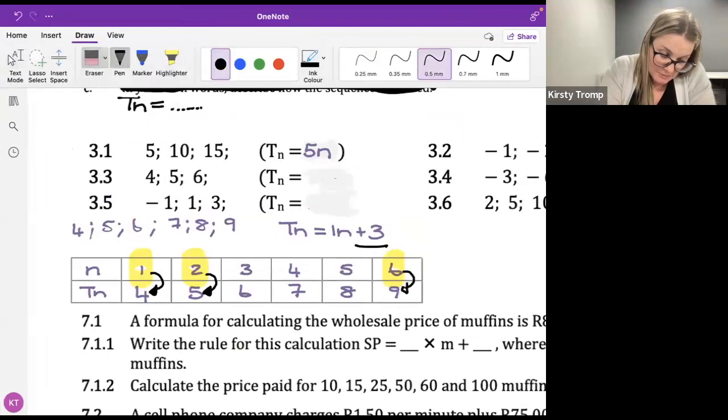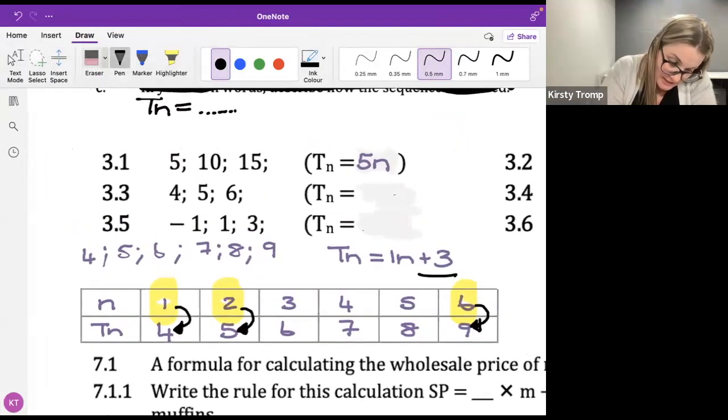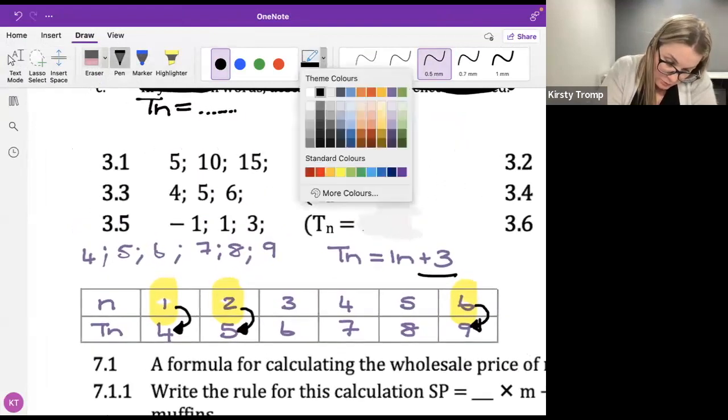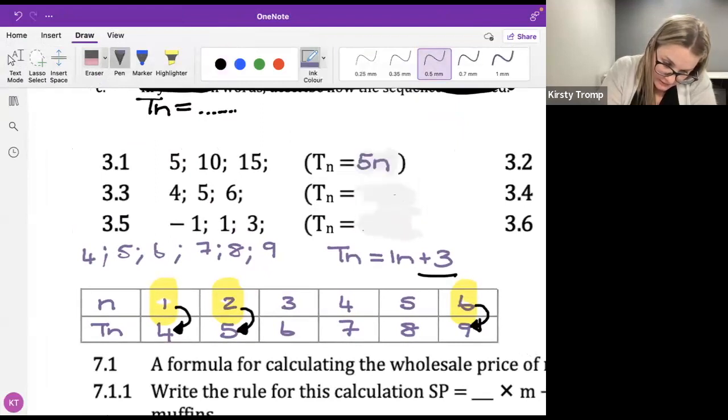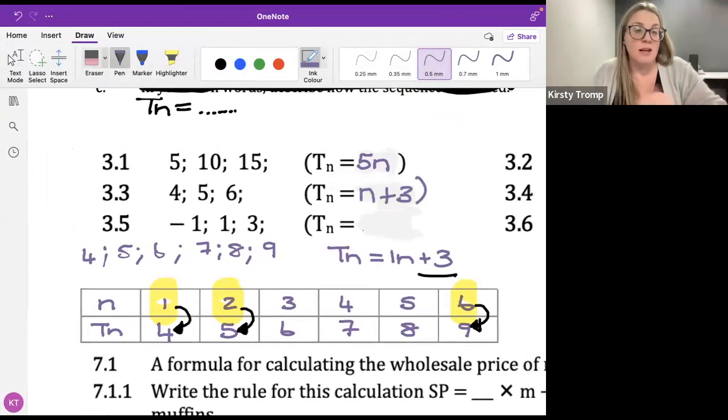Right, guys, so I'm hoping that that makes sense. I'm hoping that you are remembering the work that we did the other night. So this rule here is the rule. Tn is equal to n plus 3. But if you had it as 1n plus 3, that's also okay. All right.